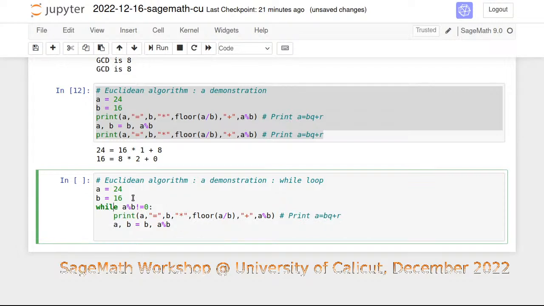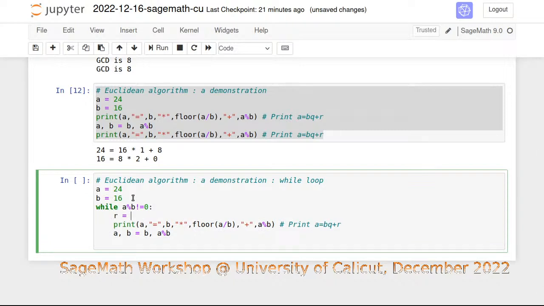And since A percentage B is not equal to 0, let us take R to be the remainder. After this loop, we will print "GCD is". See that if A percentage B becomes 0, this assignment R equal to A percentage B will not take place. Therefore, R is assigned only if A percentage B is not equal to 0. Whatever non-zero remainders are there, that will be updated in this R.